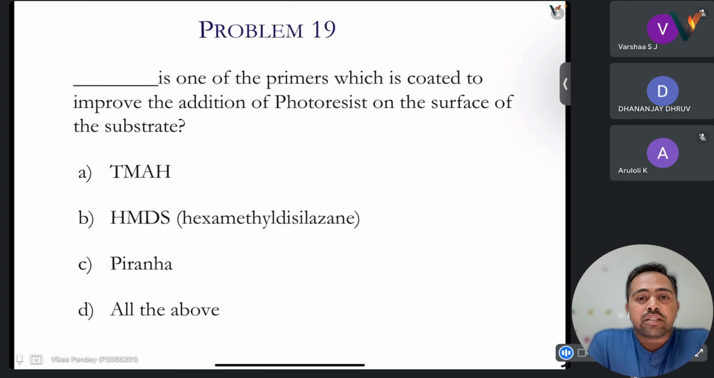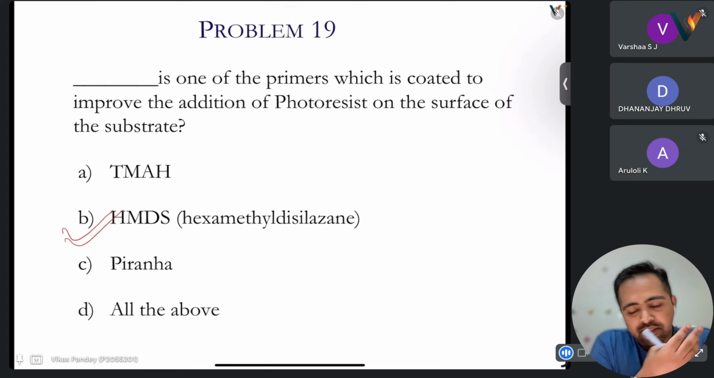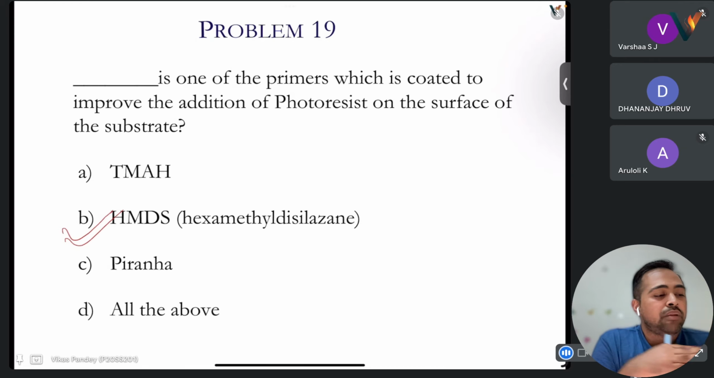Which of the following is a primer which is coated to improve the adhesion of photoresist on the surface of the substrate? HMDS, right? So this is the same thing, like rephrase that primer. Remember I talked about primer, and what does the primer do?